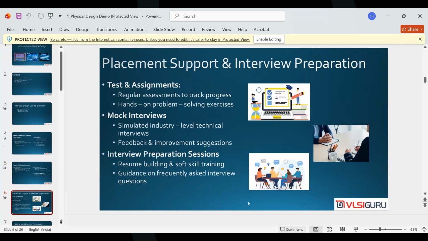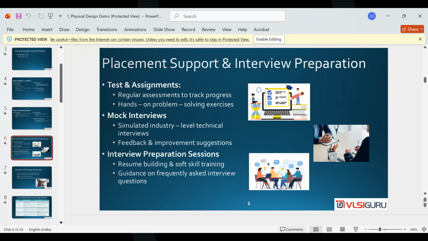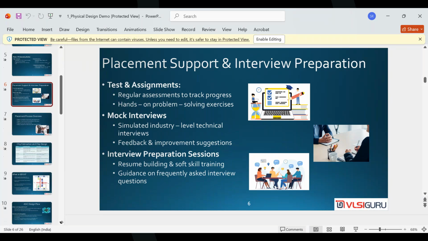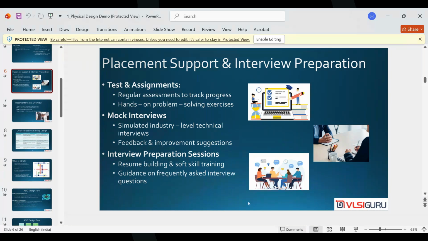After completing the course, if you have completed it very seriously, attended all the classes so you have good attendance, and completed all your assignments given in live classes, we will also provide an assignment book. In that you will find around 300 questions. You have to solve those questions so that you get practice for written exams or interviews. Regular tests and assignments will be given, which will help you track your progress.